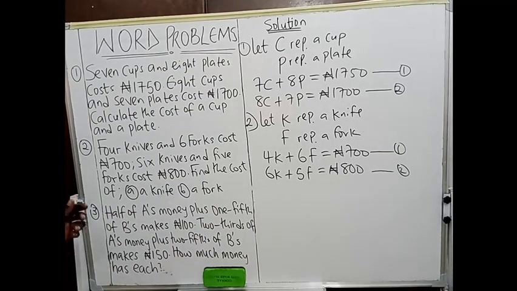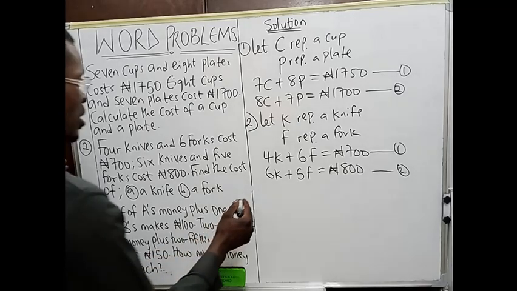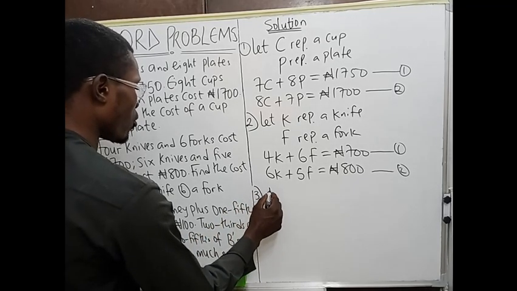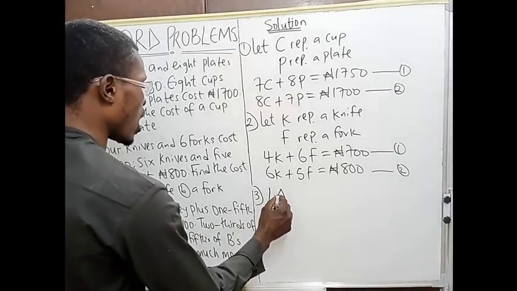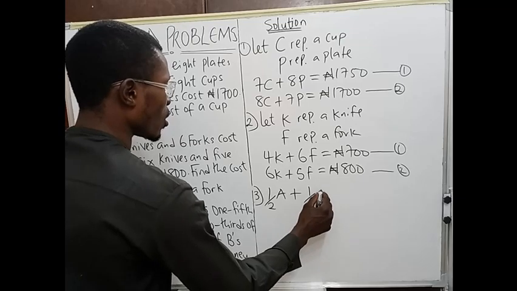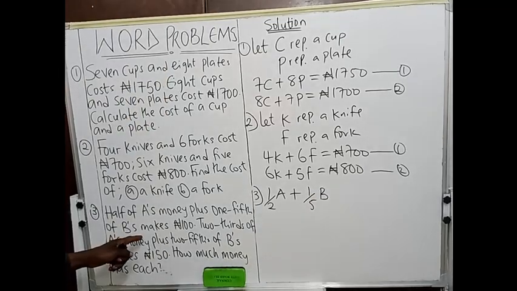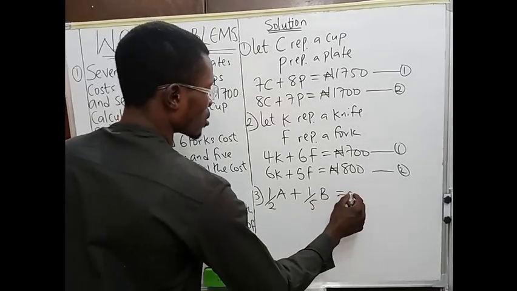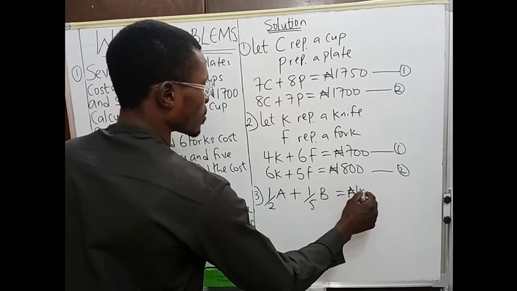For number 3, half of A's money plus 1/5 of B's money makes 100 naira. 2/3 of A's money plus 2/5 of B's money makes 150 naira. How much has each? Okay, for the first statement, half of A is 1/2 times A. Half of A's money plus 1/5 of B's makes 100 naira, equals 100 naira.